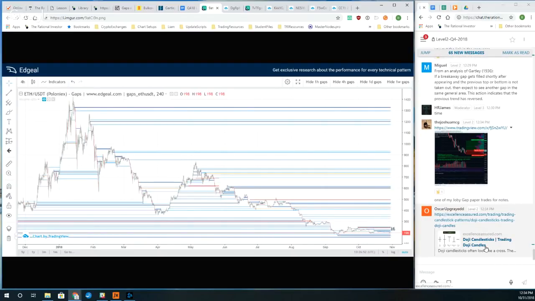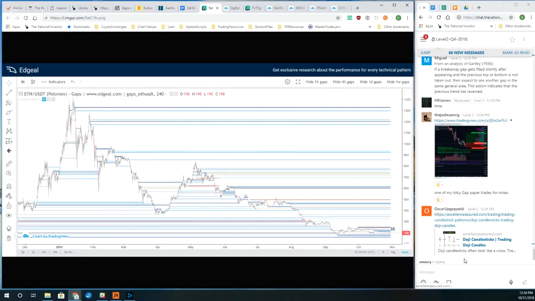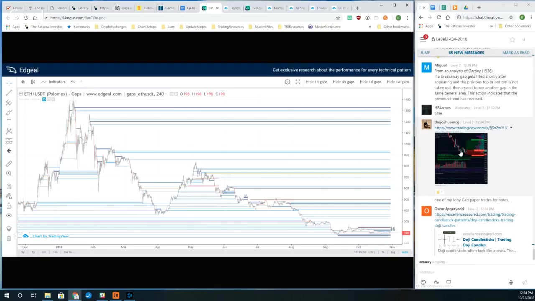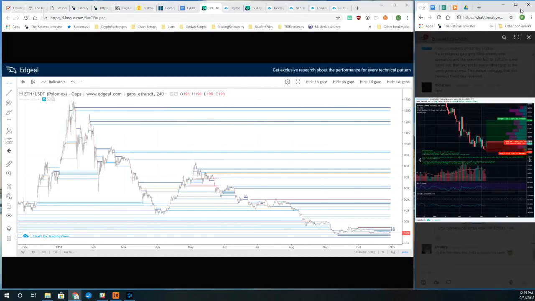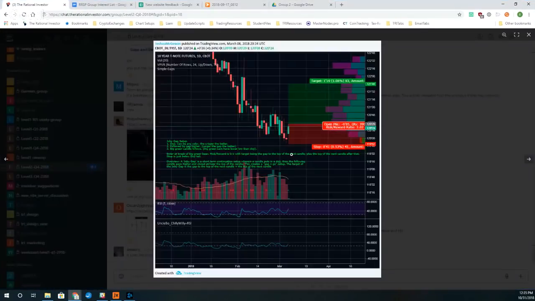Okay, doji candlesticks, trading dojis. Okay, well, thank you, Oscar. I appreciate that. Joshua says one of my Joby gap paper trades for notes. All right. Okay, I like that doji. That's not bad. And ironically enough, you actually have to let this finish, then close out, and you're going to be gunning for at least 2-1.